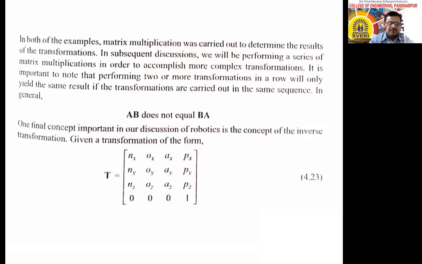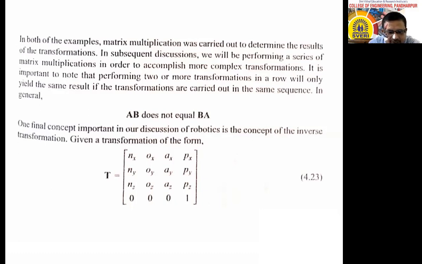In both of the examples, matrix multiplication was carried out to determine the results of the transformations. In subsequent discussions, we will be performing a series of matrix multiplications in order to accomplish more complex transformations. It is important to note that performing 2 or more transformations in a row will only yield the same result if the transformations are carried out in the same sequence. In general, AB does not equal BA.